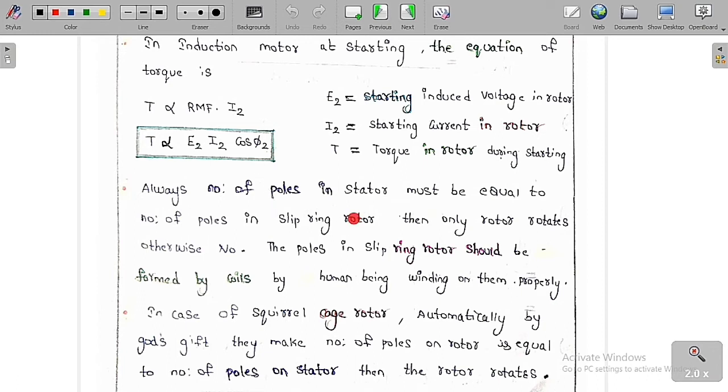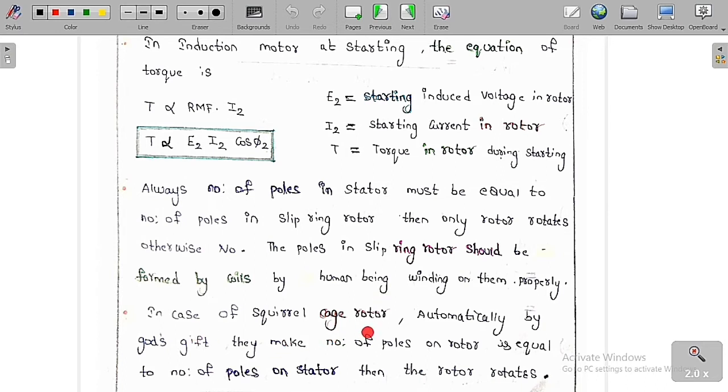So always the number of poles in the stator must be equal to the number of poles in the slip ring rotor. Then only the rotor is going to rotate. Otherwise, no. The poles in the slip ring rotor should be formed by coils, wound on them properly by a human being.